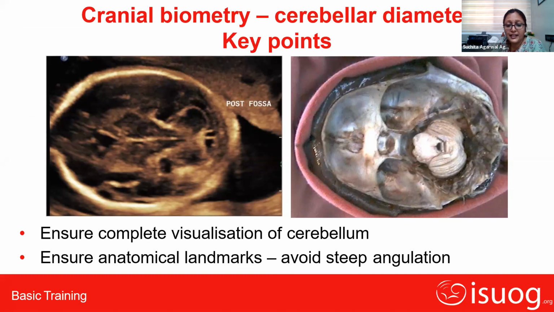Now come to the cerebellar plane, another very, very important plane. So what has to be seen? We look at the cerebellum. This is to ensure the complete visualization of the cerebellum. Although this image is not so good, we will see it in the next image. We ensure the anatomical landmarks, and steep angulation should be avoided.